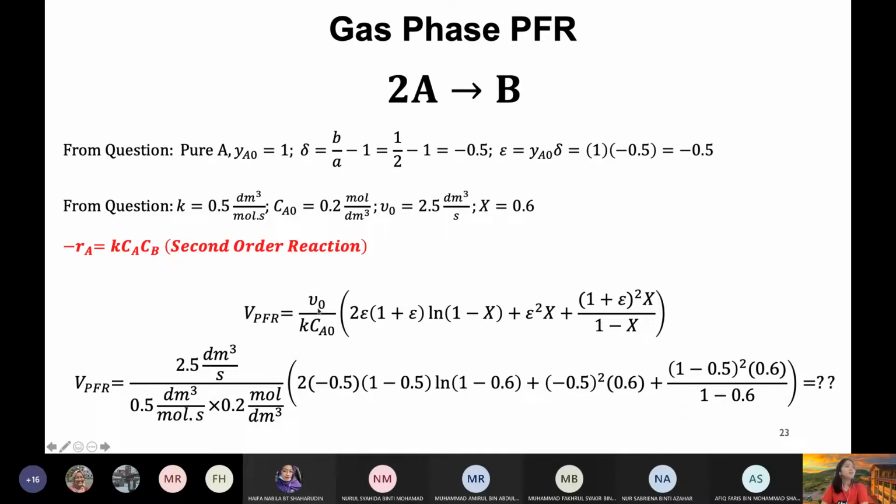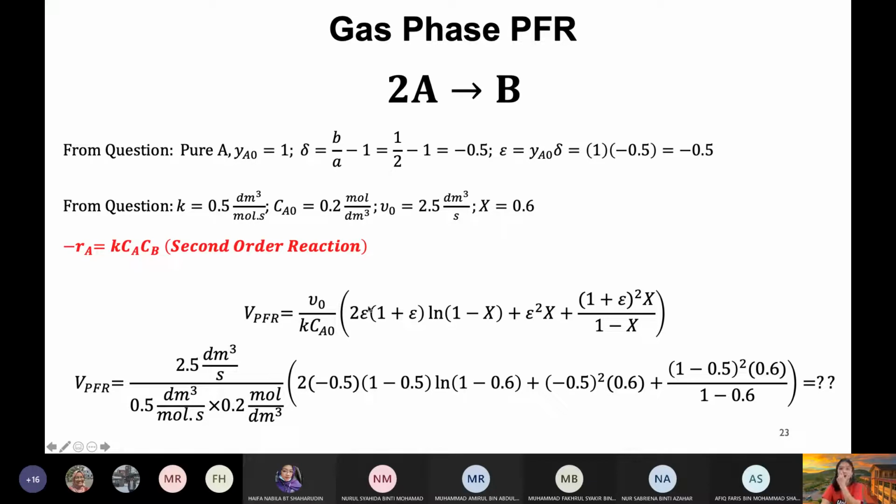Contohnya, first, inlet volumetric flow rate. So inlet volumetric flow rate dah diberi. Tadi kita tahu inlet volumetric flow rate 2.5. So kita settle dah epsilon naught. Second, K. K pun dah diberi. Reaction rate constant 0.5. Settle. Next, CA naught. CA naught pun diberi. Initial concentration 0.2. Done. So tengok dalam bracket pula.